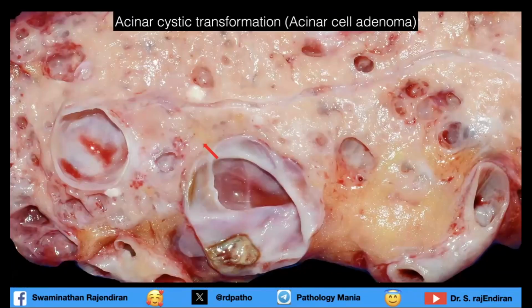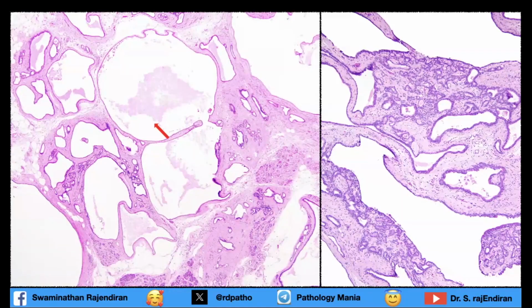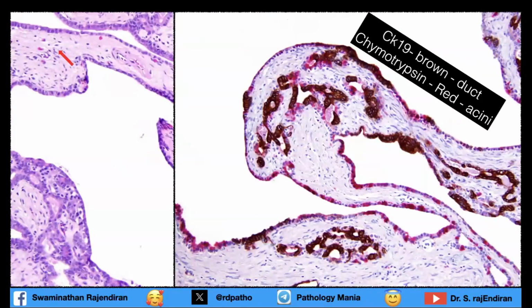This is another cystic lesion known as acinar cystic transformation. Previously, it was called acinar cell adenoma. That can also be multiple, and these are pancreatic ducts. See how beautiful this gross image is. See one of the ducts running here. Microscopically, on the low power, this may look like a serous cystadenoma. But when you go to high power, you can see acinar type of cells as well as ductal type of cells that are seen best in the high power. These are ductal type of cells, whereas these are acinar type of cells.